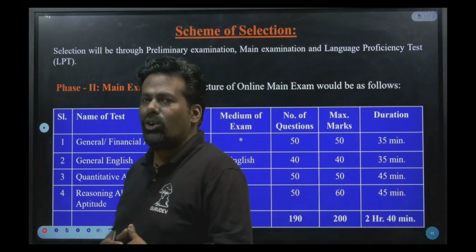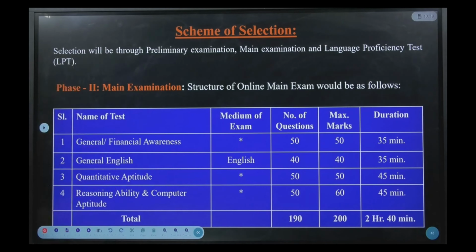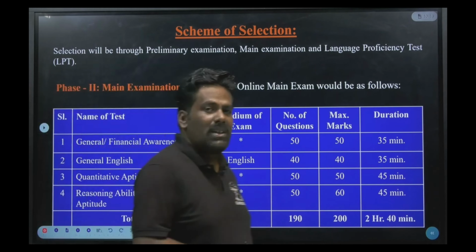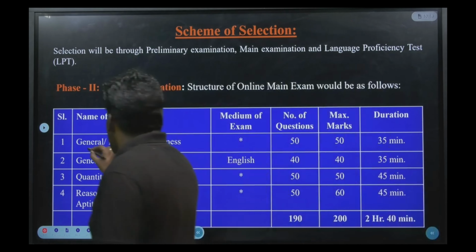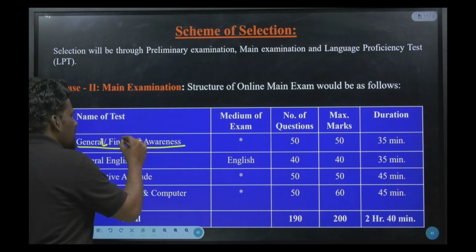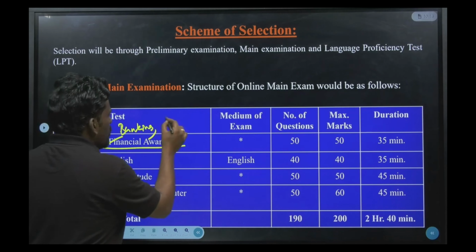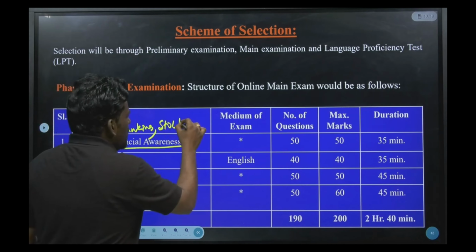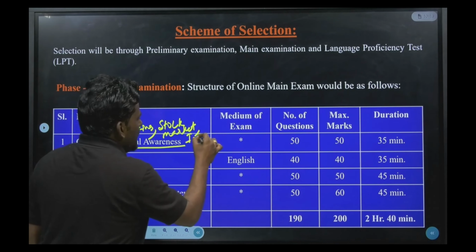Now we will be eligible for writing mains examination. In mains examination, again it will be an objective examination conducted online, okay? In this mains examination, you will be having 4 different sections. The first section includes general or financial awareness. Financial awareness related to banking sector, related to stock market, related to insurance, you will be getting questions.